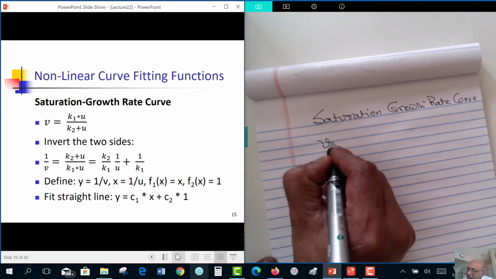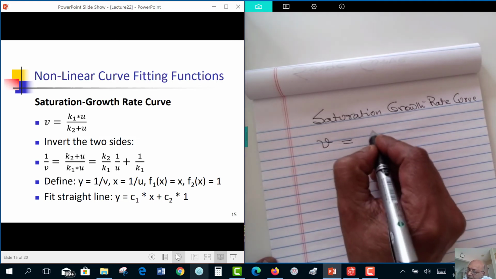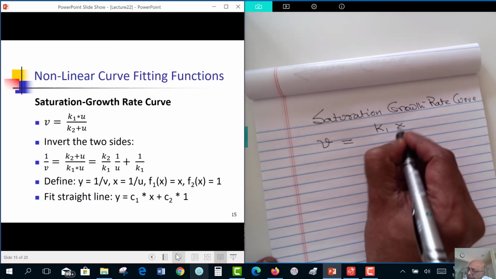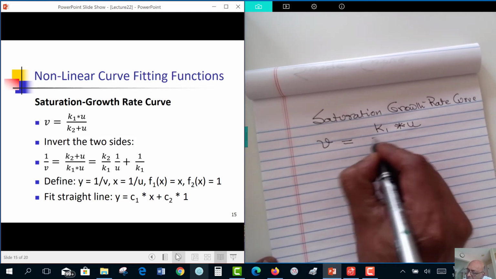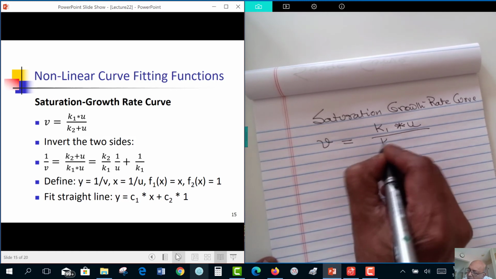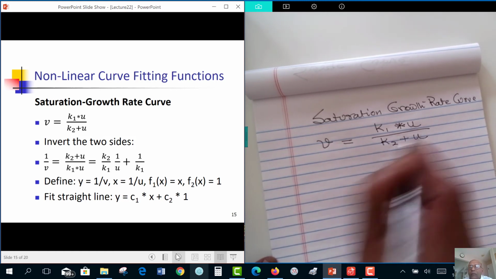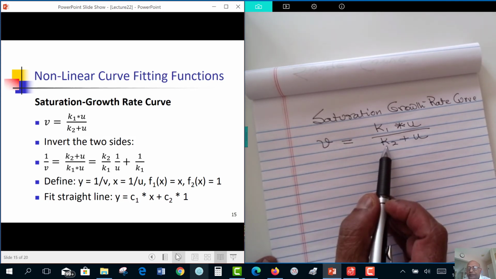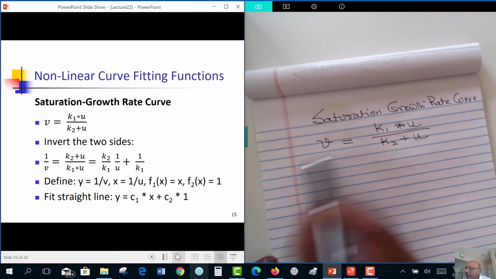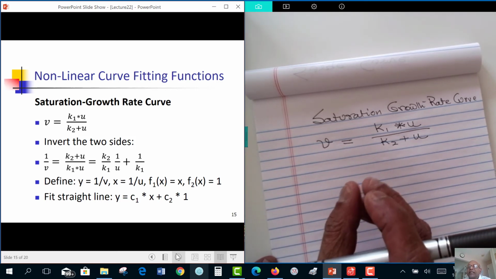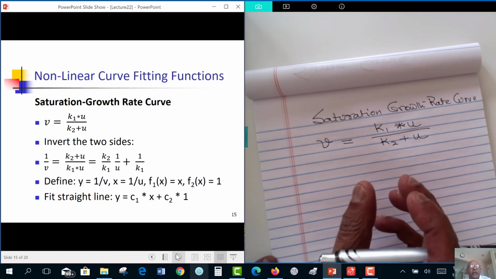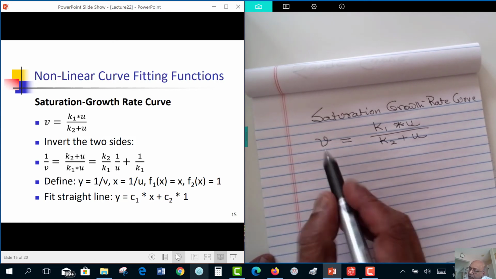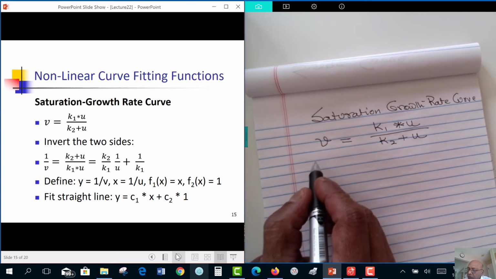So here we have our V versus U. You can see V is linear with respect to K1, but not with respect to K2. Now, if we take log of both sides, we can't really separate out K1 and K2. So what we'll do is we'll invert the two sides.